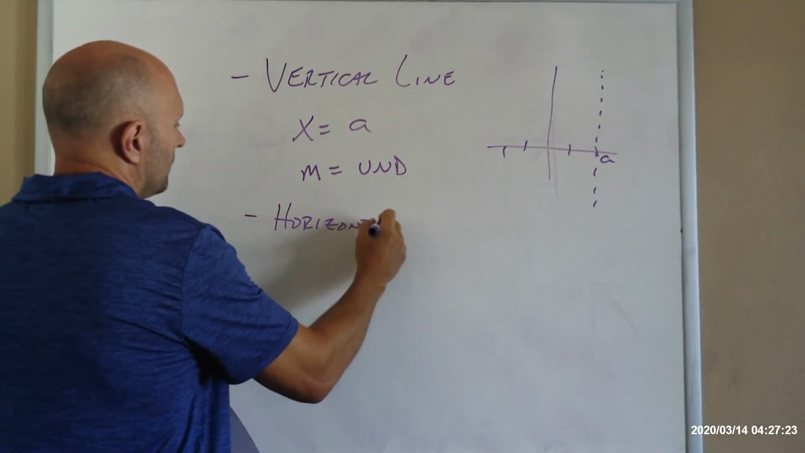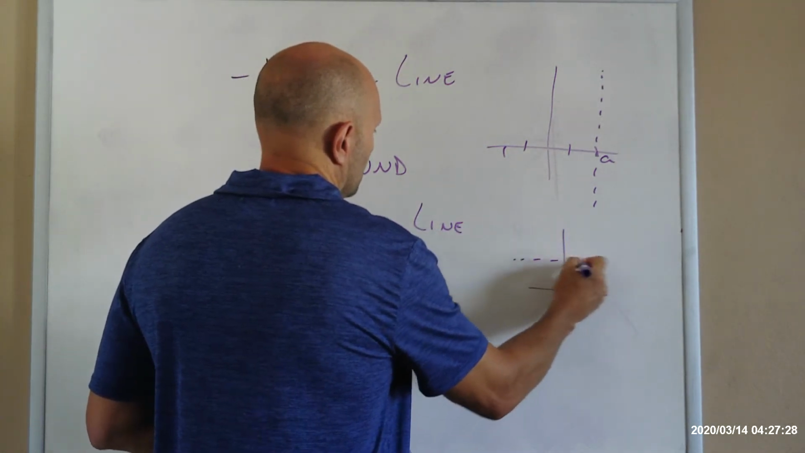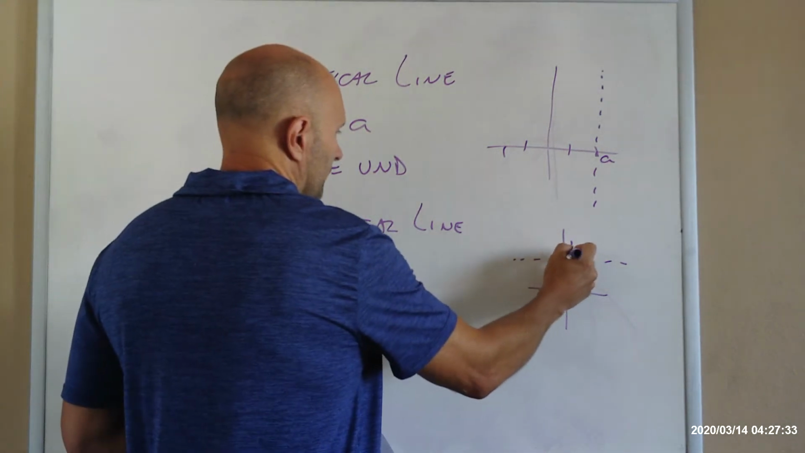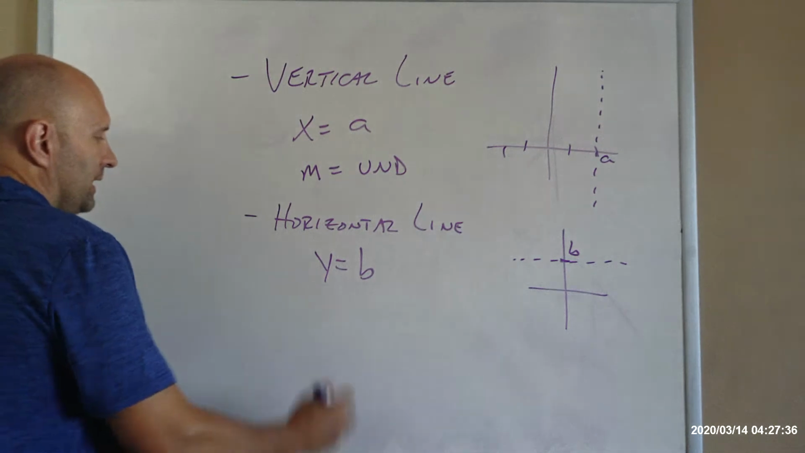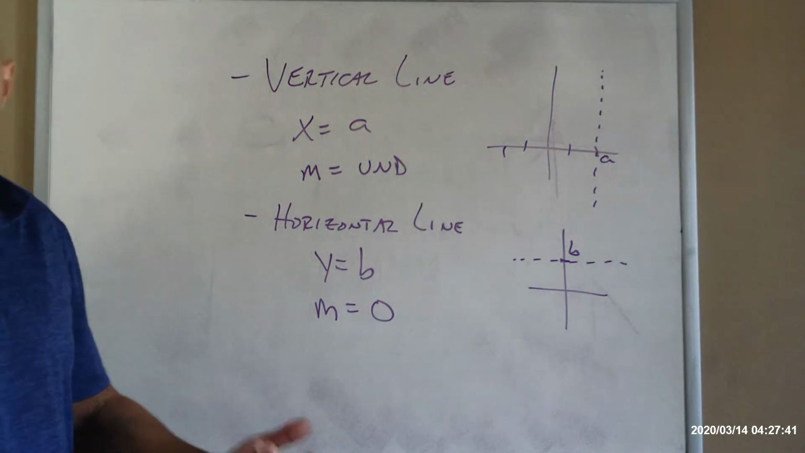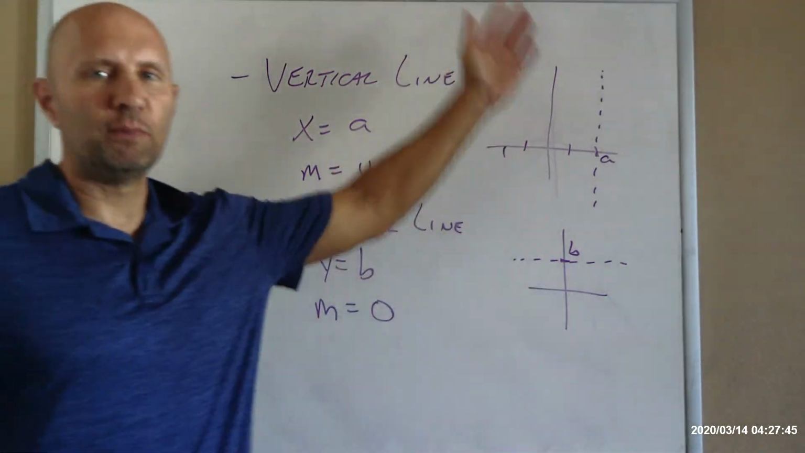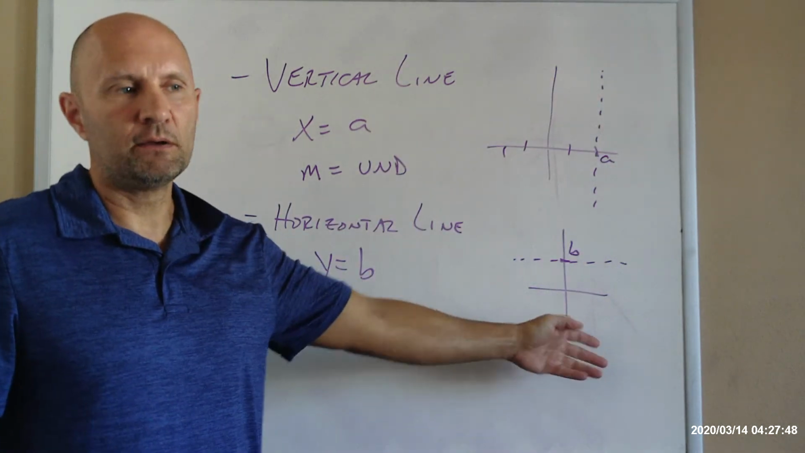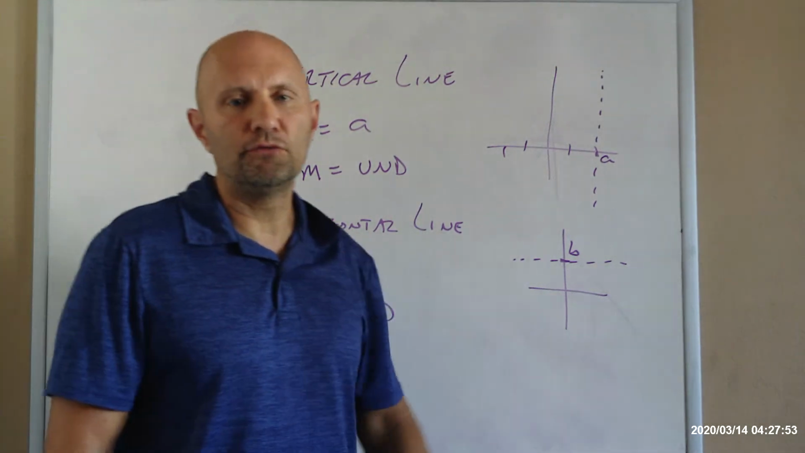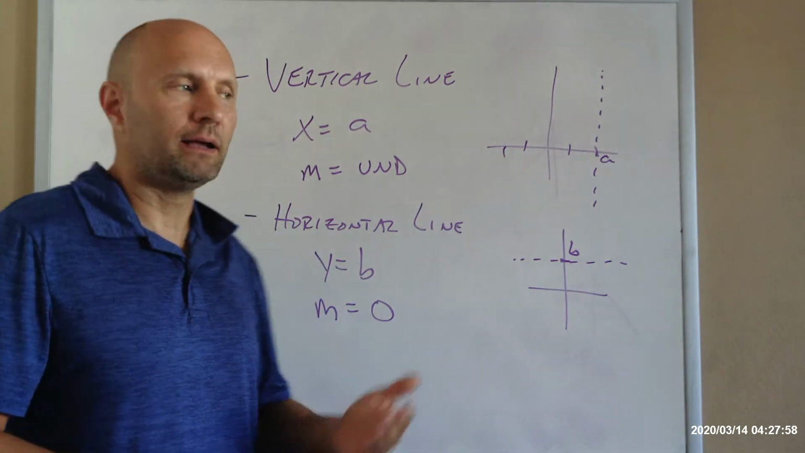A horizontal line is y is equal to b, whatever the intercept is, right? So that still stays the same. And my slope here is 0. So if you encounter these sort of funny looking equations, x equals 3 just means it's a vertical line going through 3. Y equals negative 2, it's a horizontal line going through negative 2. And slope for a vertical line, undefined. Slope for a horizontal line, 0.